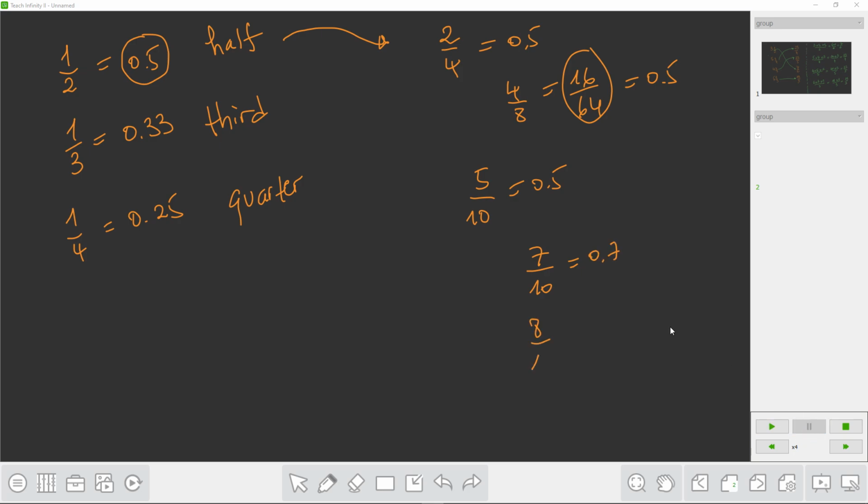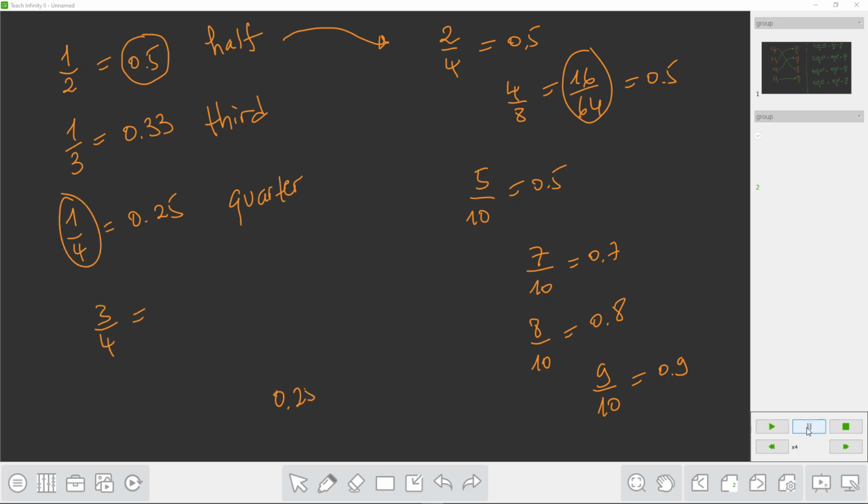Now we come to 7 over 10. Look, 5 over 10 is also half, but any number over 10 is 0 point that number. 7 over 10 is 0.7. 8 over 10 is 0.8. 9 over 10 is 0.9. Get me? 6 over 10 is 0.6, 2 over 10 is 0.2. Anything over 10, put 0 point that number on the top.